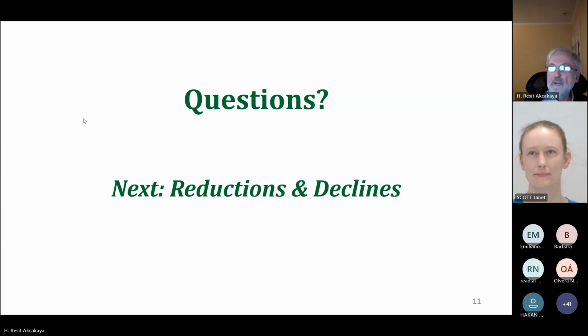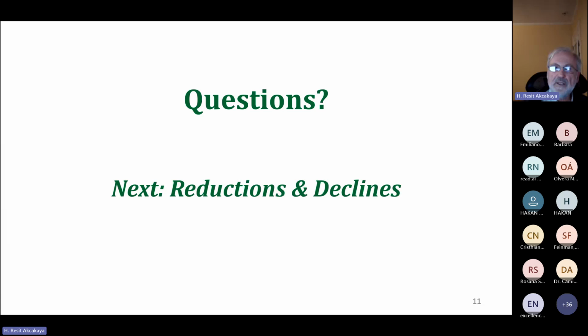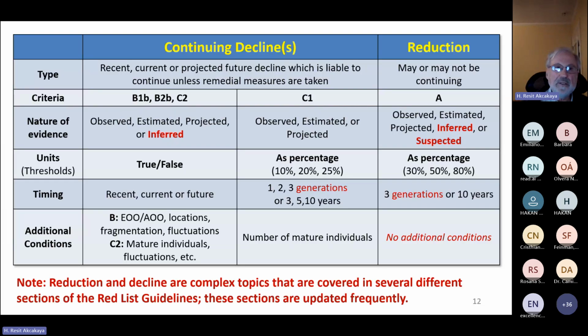Okay. Continuing with reductions and declines. Now, this is a complex topic. There are various different criteria that talk about declines and reductions. So I organized these in first two categories. There are continuing declines and reductions, right? The continuing declines are recent, current, or projected future declines, which are liable to continue unless remedial measures are taken. And reductions may or may not be continuing. So reductions don't have to continue. They may have ceased already.